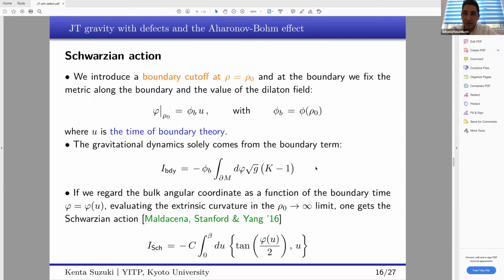And does it depend on the number of genus that we consider in the bulk or not? So, genus.